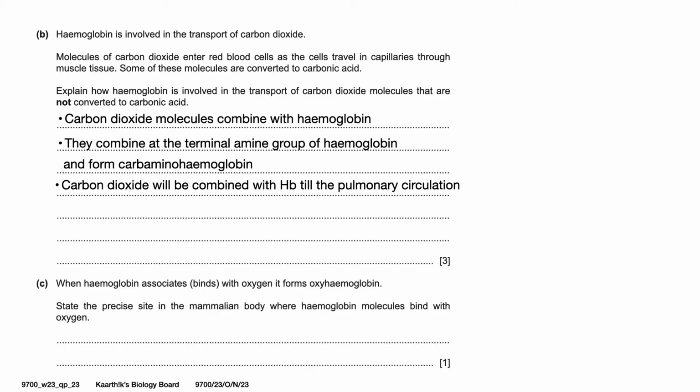So until the exchange of gases, the carbon dioxide and oxygen exchange, till that time the carbon dioxide will be combined with hemoglobin in the form of carbaminohemoglobin. So this is the answer.